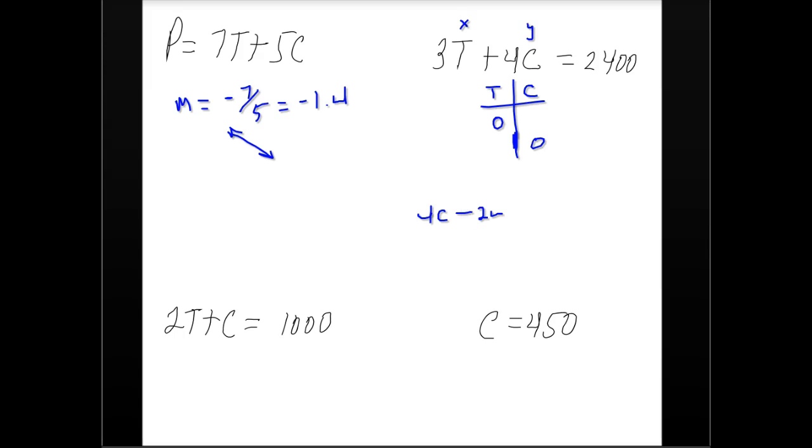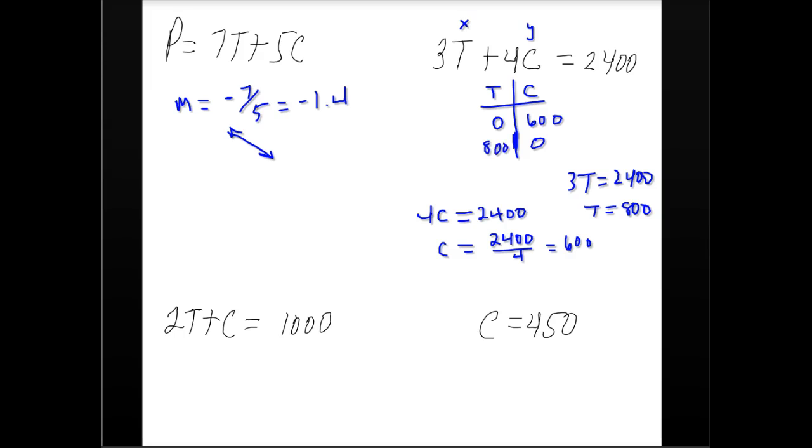Of course, if you divide both sides by 4, then you'll end up getting 600 here. So t is 0, c is 600. We also do the same thing when c equals 0. Then, of course, 4c goes away. We just have 3t equals 24. And of course, if we divide both sides by 3 here, that ends up being 8.